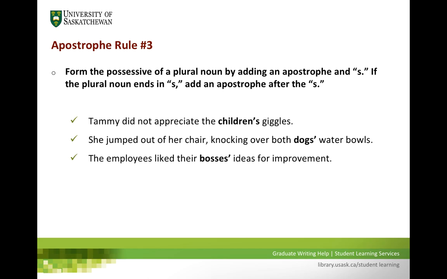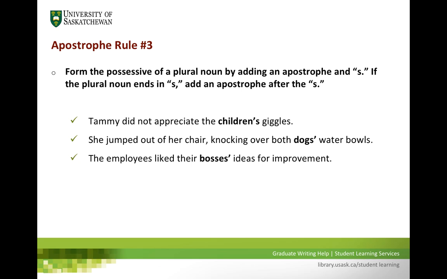Apostrophe rule number 3. Form the possessive of a plural noun by adding an apostrophe and s. If the plural noun ends in s, which is probably most likely, then add an apostrophe after the s. So here are some examples.